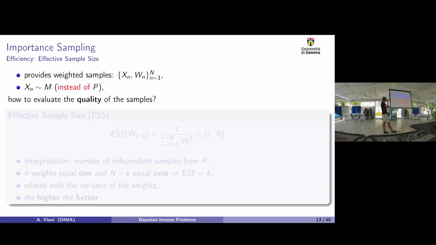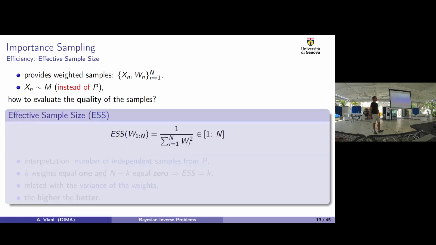But importance sampling gives us weighted samples. We have some particles, and each one has its own weight. And of course, they are distributed according to M instead of P, because we are not able to sample from P. How can we evaluate the quality of this sample? We said that the variance of the weights is something important, because due to the central limit theorem, we want a variance convergence. And we introduce the so-called effective sample size. This is something related with the empirical variance of the weights.